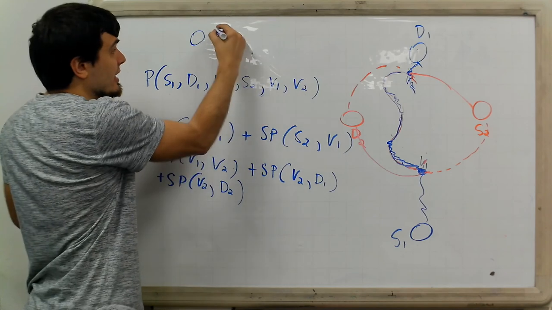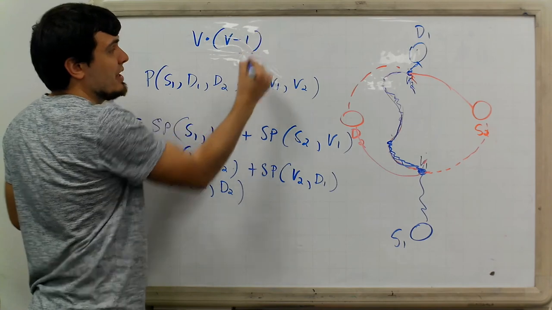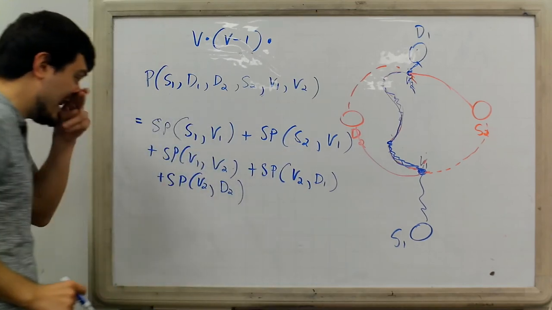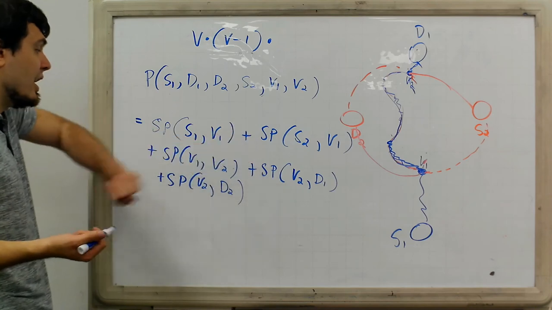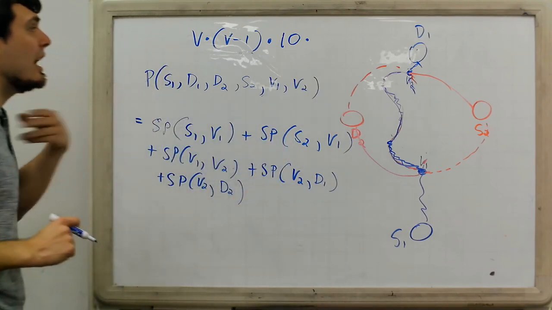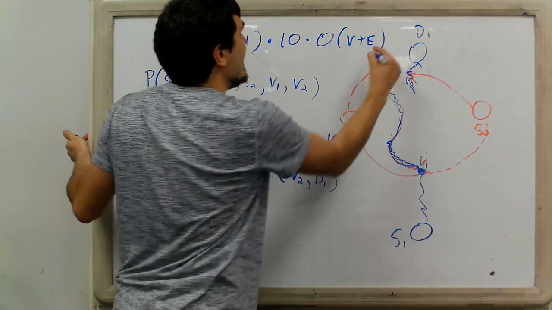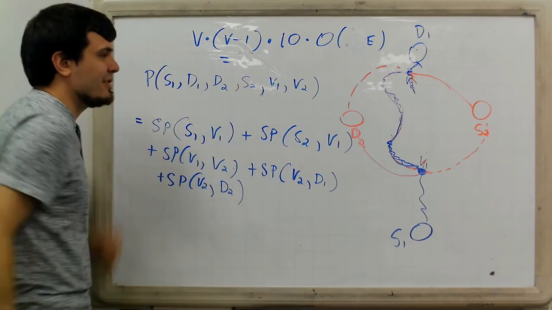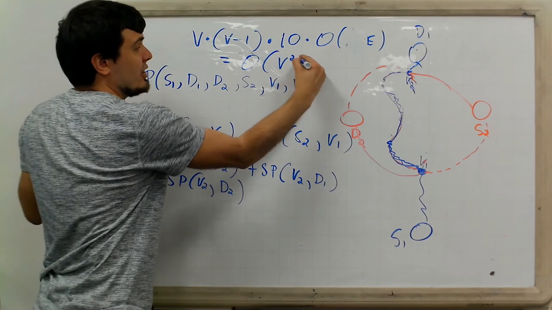I have to try V vertices for V1, then anything that is not equal to V1 can be the other vertex, so V minus 1, and then multiply by the 5 different combinations here, which goes up to 10. And how much time does it take to try a shortest path? Well, that's order of V plus E. In the end, I'm going to allow this simplification, not considering super sparse graphs, and just call it order E.